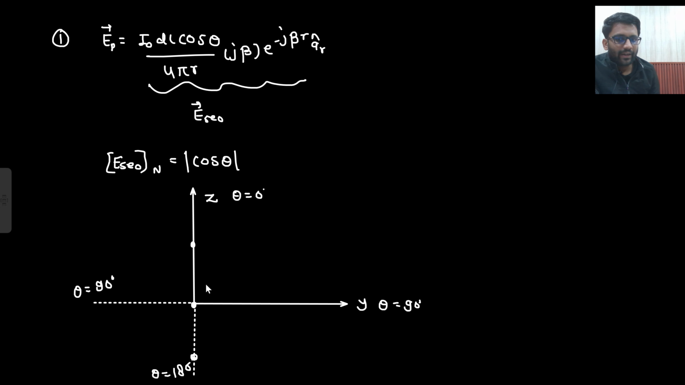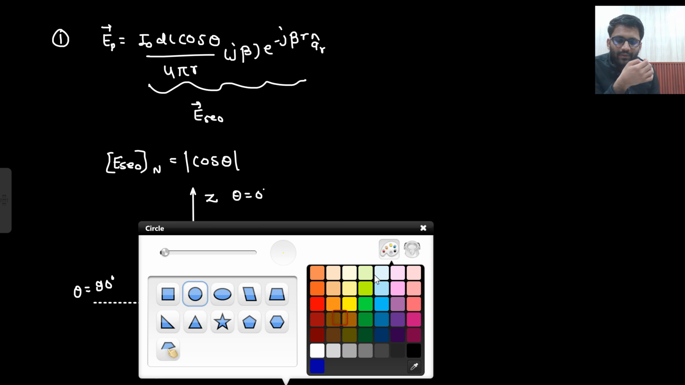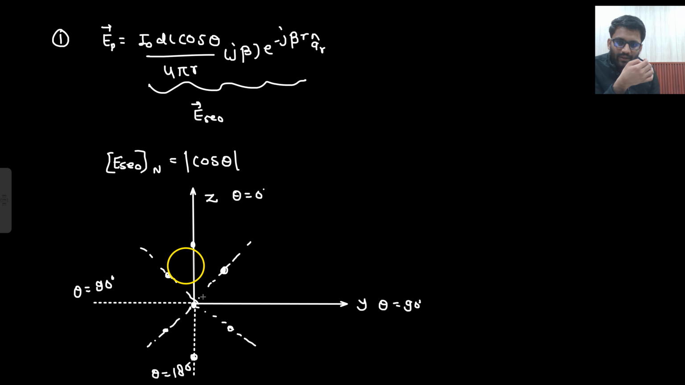At 45 degrees, what will you get? This is your 45 degrees, and this is also 45 degrees. At 45 degrees you are getting 1 by under root 2. Here as well, 1 by under root 2. At 135 degrees as well, you will get 1 by under root 2, and here as well. So what kind of pattern will you get? You already know. This kind of pattern we get. Right? We have already seen this.